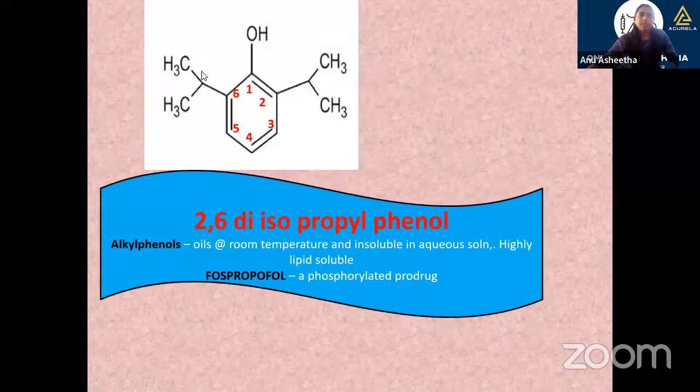Now, the structure. This is the isopropyl structure. So, 2,6 diisopropyl phenol. This is a phenol ring. So, these alkyl phenols are oils at room temperature and they are insoluble in aqueous solutions. They are highly lipid soluble. And fospropofol is a phosphorylated prodrug of propofol, which is a water soluble drug.